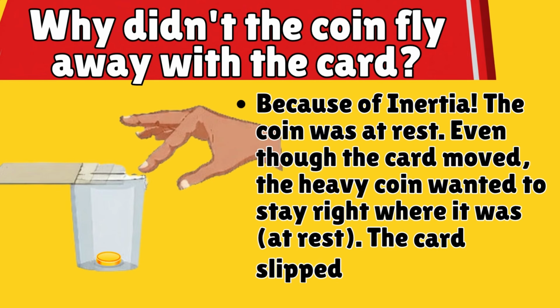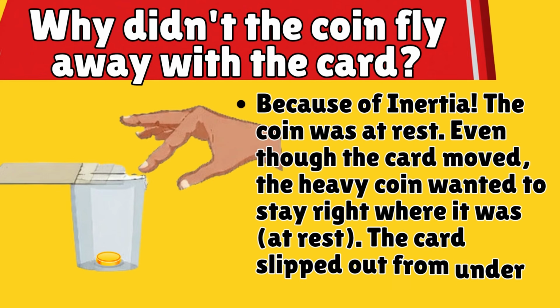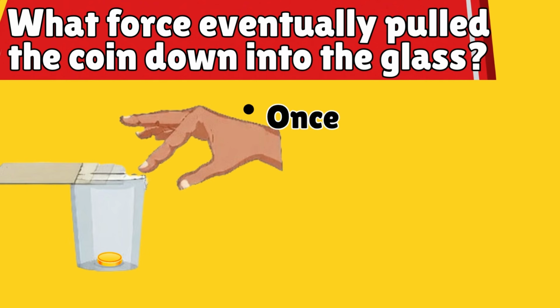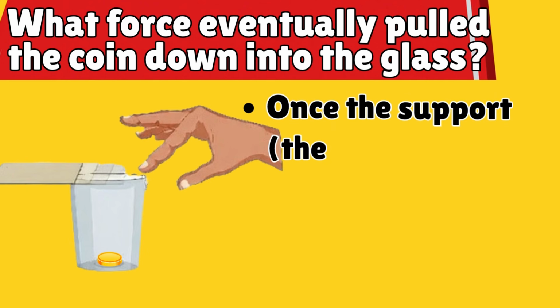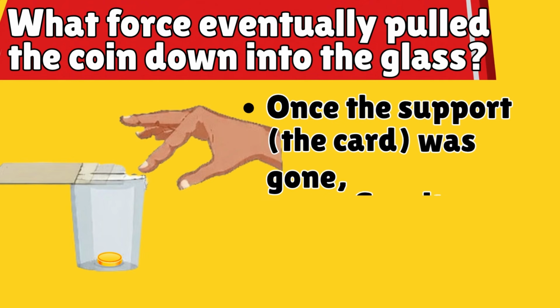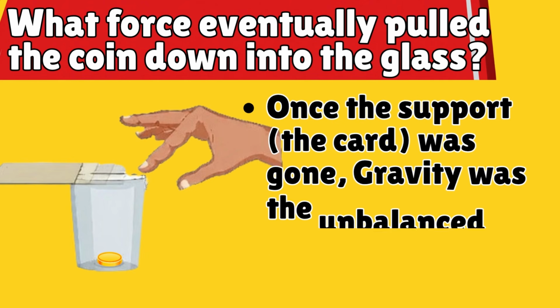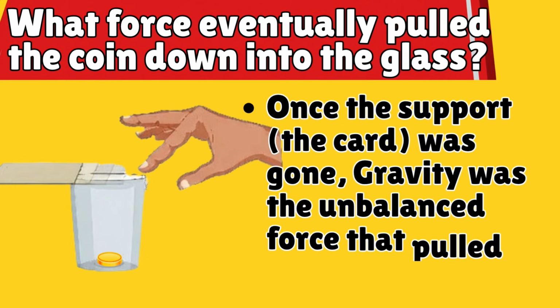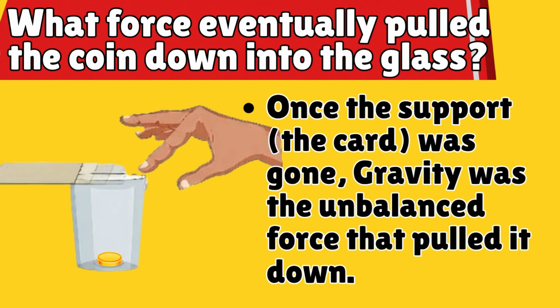Even though the card moved, the heavy coin wanted to stay right where it was, at rest. The card slipped out from under it. And now for the second question, what force eventually pulled the coin down into the glass? Once the support, that is the card, was gone, gravity was the unbalanced force that pulled it down.